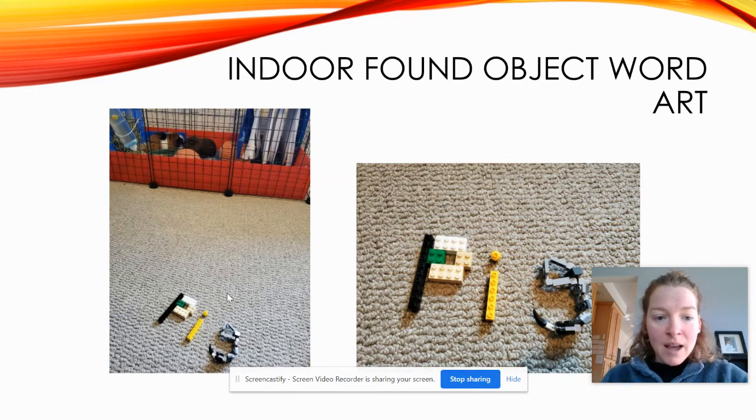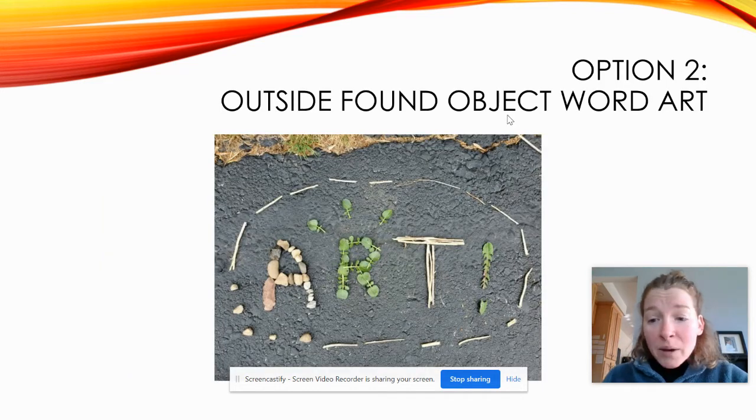There's the pigs. And he spelled out the word pig using Legos. I thought that was pretty neat how he used this little curved piece here to do the G. It's a lowercase g too, so that's tricky to do with Legos. So that's another example for an indoor found object word art. Option number two is go outside and make a word art with nature materials.